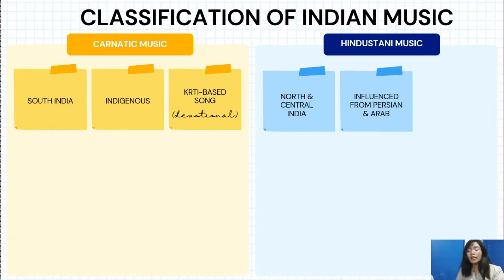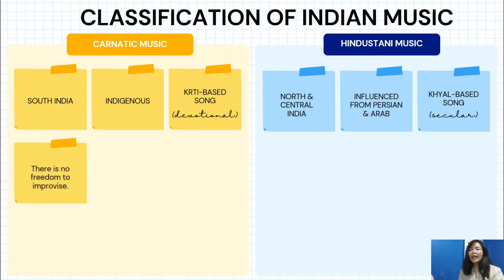So they are using this to worship their god and goddesses. So we all know that the lives of the people doesn't only revolve in the devotional music. So that's why in the Hindustani music, they develop the Khyal-based song, or this is the secular music. Okay, next. In the Carnatic music, since it is a devotional music, you have no freedom to improvise.